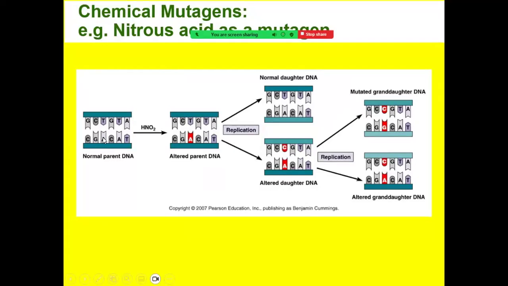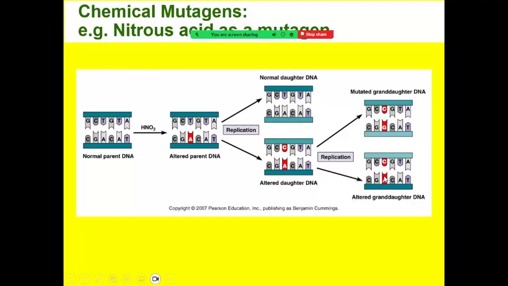So here's the normal DNA. There's nitrous acid. Nitrous acid changes this A so that this A is not read by the cell as an A. In fact, the DNA polymerase will think that A is actually a G. So the DNA polymerase will read that changed or mutated A as a G and insert a C there. Then when this is replicated, that mutation will be fixed. You'll always have the G and the C match.